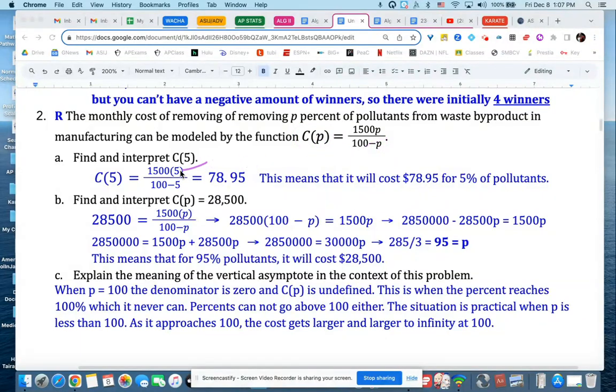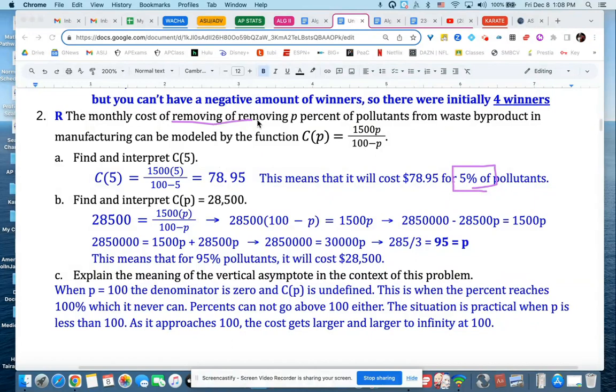All right, so they say C of 5. Well, this just means P is 5. You can match up that notation. So if P is 5, you plug that into your equation. You can see here that we did that. Just plug it in, grab your calculator or your baby calculator, and come up with $78.95. So we put that in context. It will cost $78.95 to remove 5% of the pollutants, right?